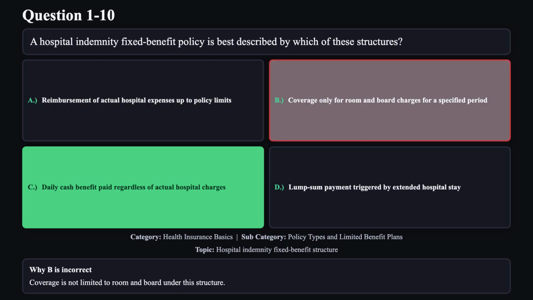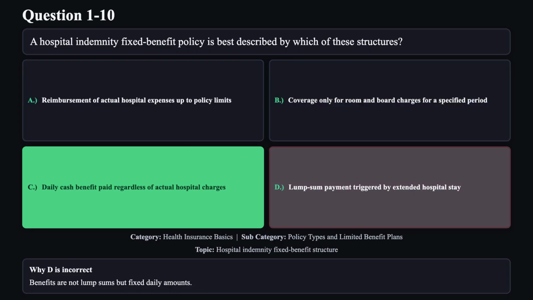Reason B is not correct. Coverage is not limited to room and board under this structure. Reason D is not correct. Benefits are not lump sums but fixed daily amounts.